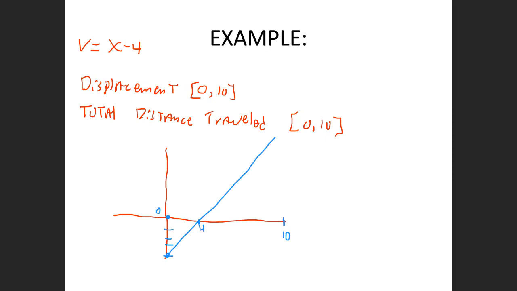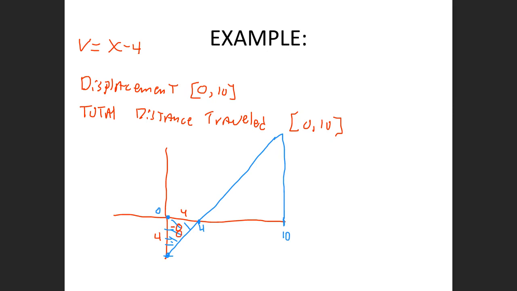So between 0 and 4, it's below the x-axis. That means this particle is moving to the left. Between 4 and 10, this particle is above the x-axis. It's moving to the right. Okay, so anything below, moving to the left. Anything above, moving to the right. So what is the displacement of this function? Well, guess what? I'm going to find the area underneath this curve. So this is a 4 by 4, so this is 16 divided by 2, so this is 8 right here.